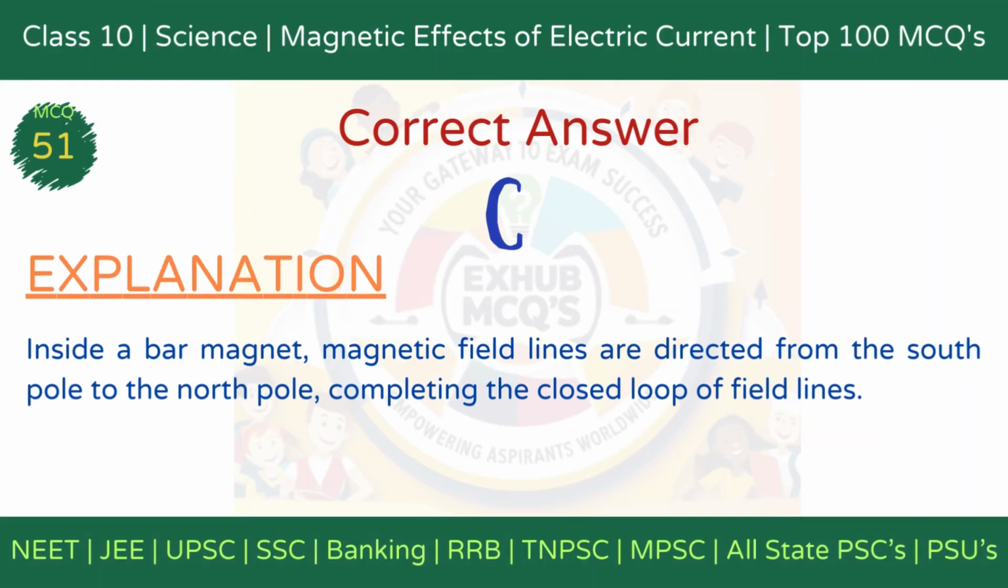The correct answer is option C, from South Pole to North Pole. Explanation: inside a bar magnet, magnetic field lines are directed from the South Pole to the North Pole, completing the closed loop of field lines.